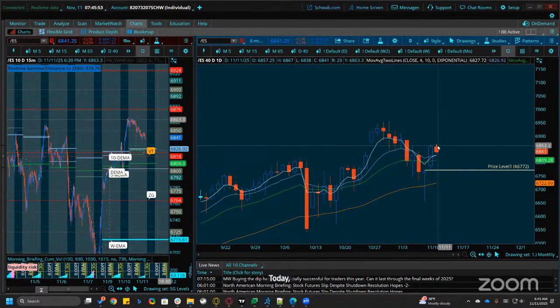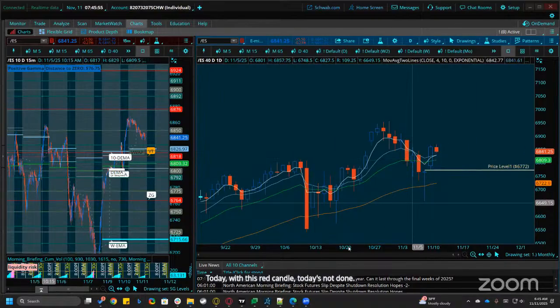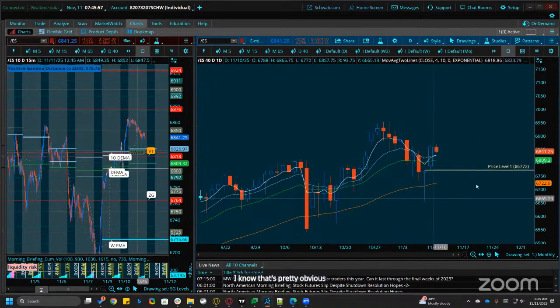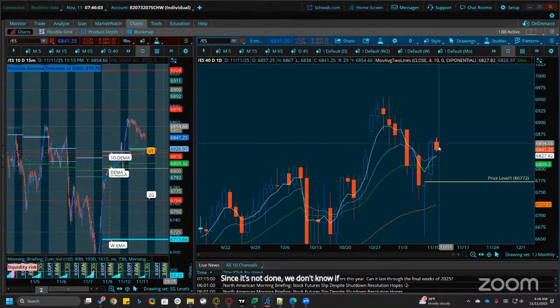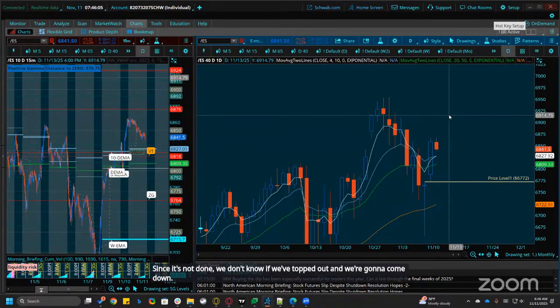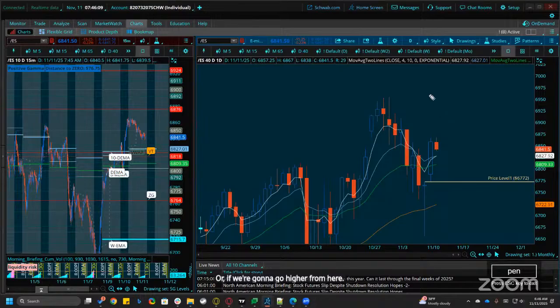Today with this red candle, today's not done. I know that's a pretty obvious statement, but since it's not done, we don't know if we've topped out and we're going to come down or if we're going to go higher from here. We've got this question that needs to be answered. Are we going to end up with a lower high?